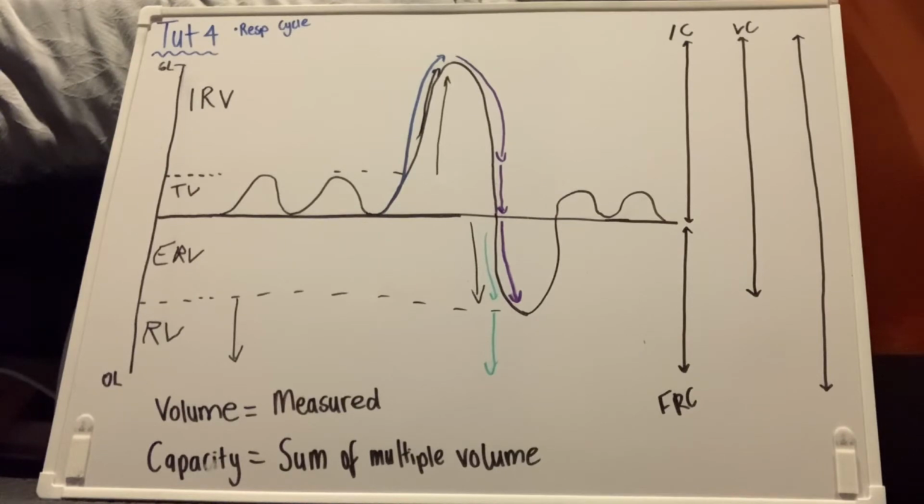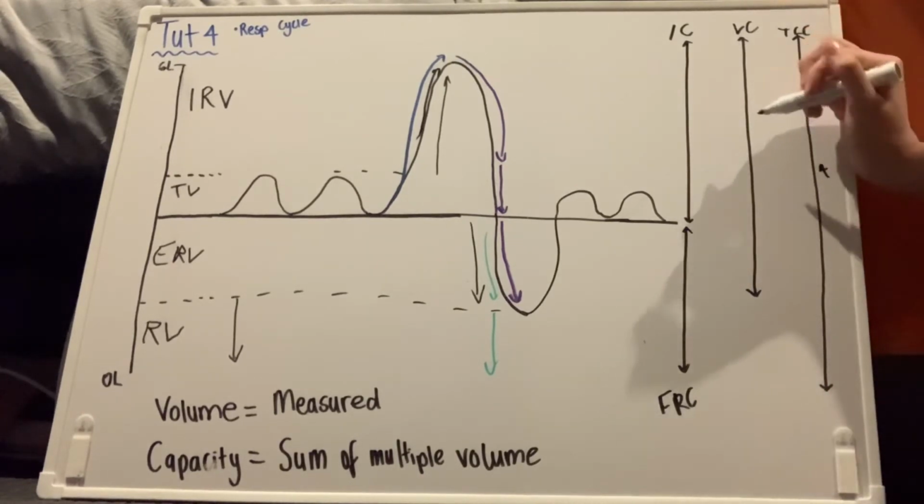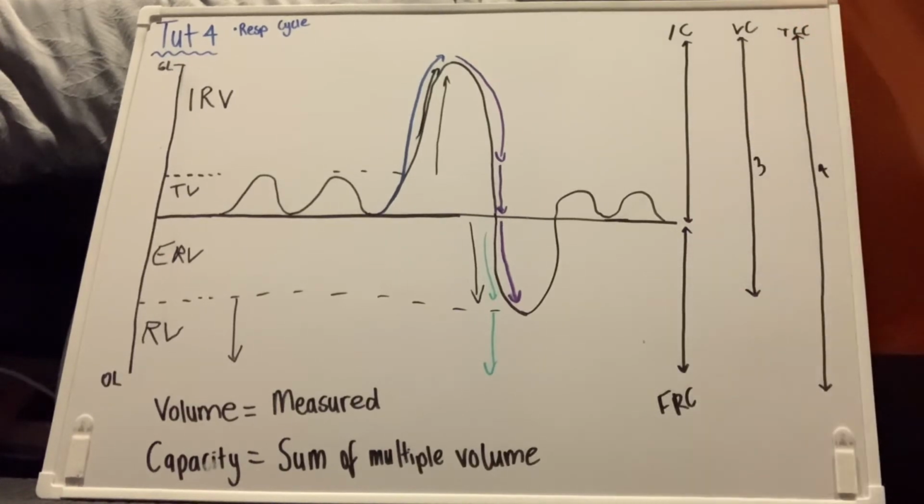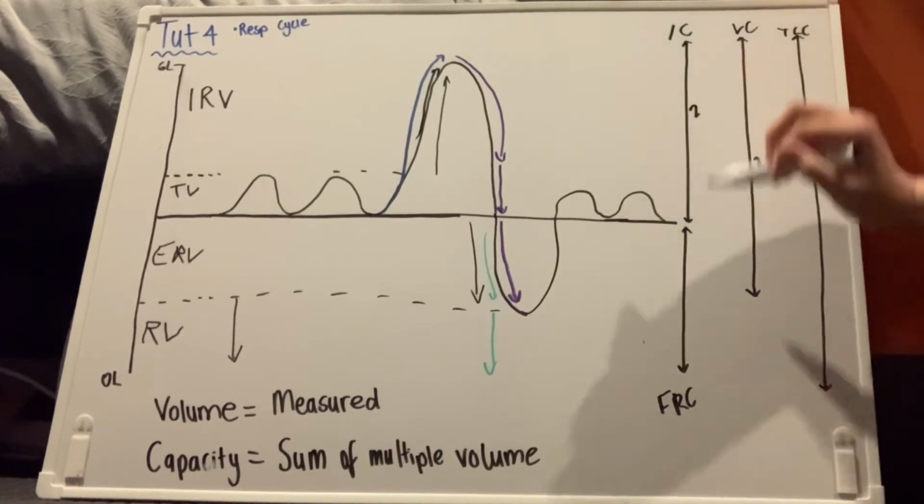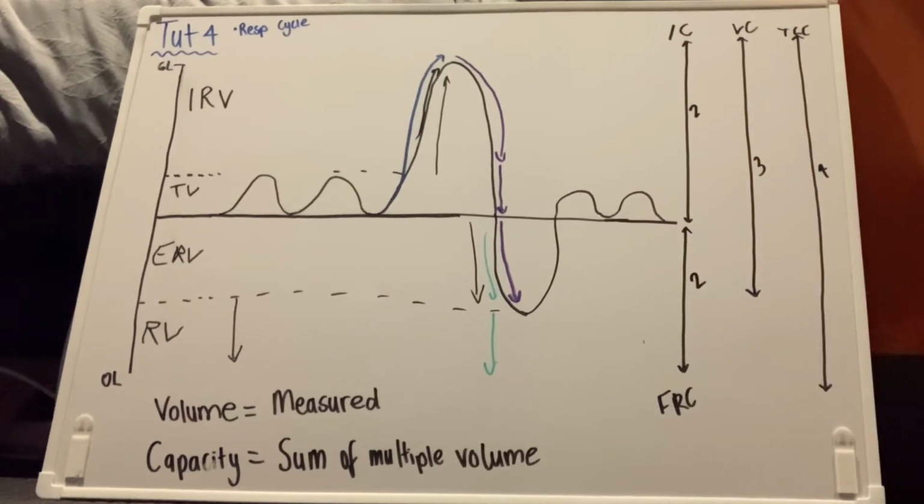Then finally, you have the most simple one, and that's the total lung capacity. That's all of the air within the lung. That includes this residual volume, the expiratory reserve volume, the tidal volume, and the inspiratory reserve volume. So if we were to put numbers, this one has 4 volumes to make up this capacity. This vital capacity has 3 volumes to make it up, and then these 2 have 2. And that's it with the capacities.